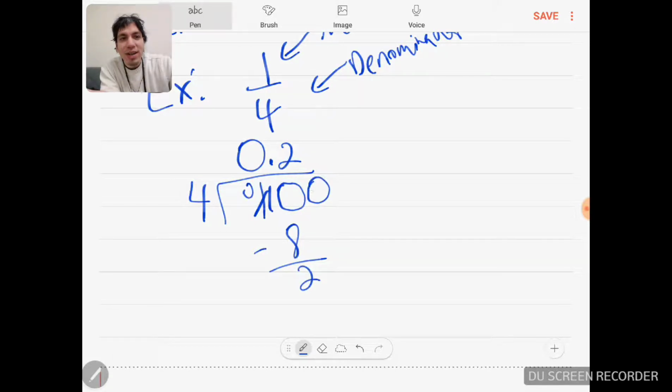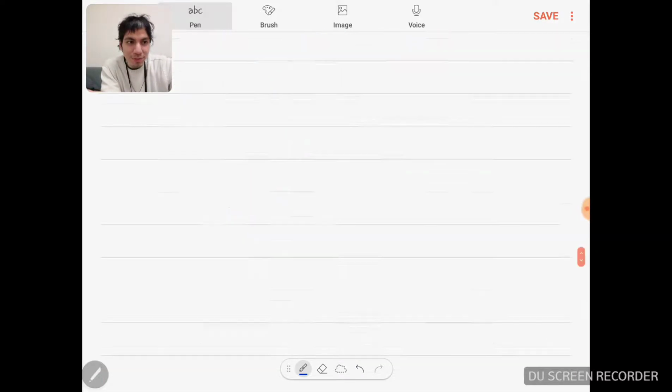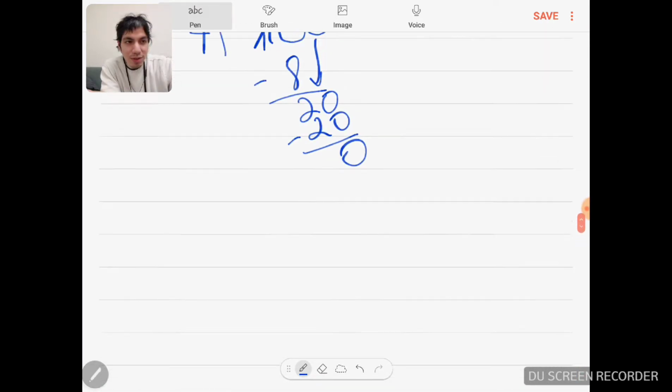I then continue, I add one more 0. I bring down this 0. 4 can go into 20 5 times. And that's my answer for that one. Let's do another example.